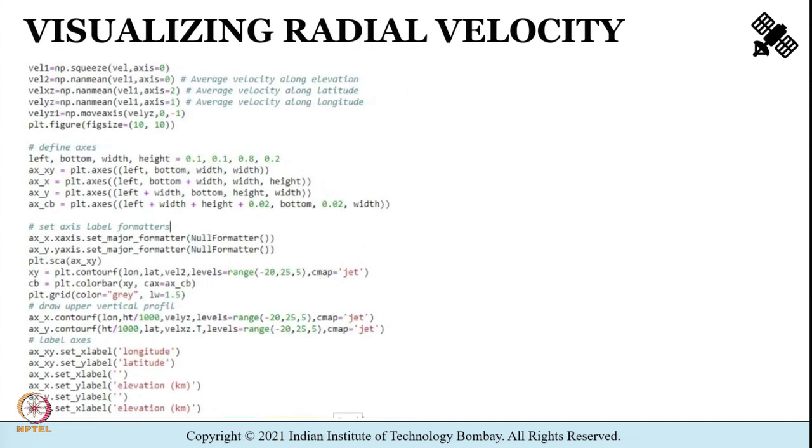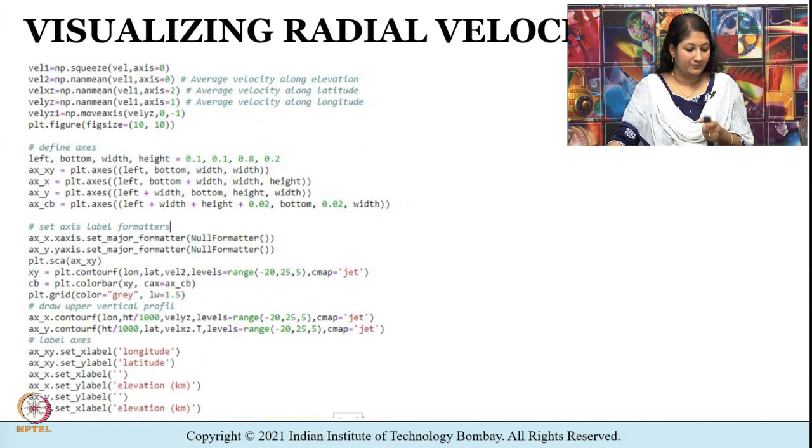So this is the complete set of codes that are used for calculating the velocity average along the elevation, latitude and longitude and for displaying the mean velocity plots. Because the functions used here are very similar to the max z code, I am not repeating it, but feel free to pause your screen and have a look at how each line of code is written. Okay.